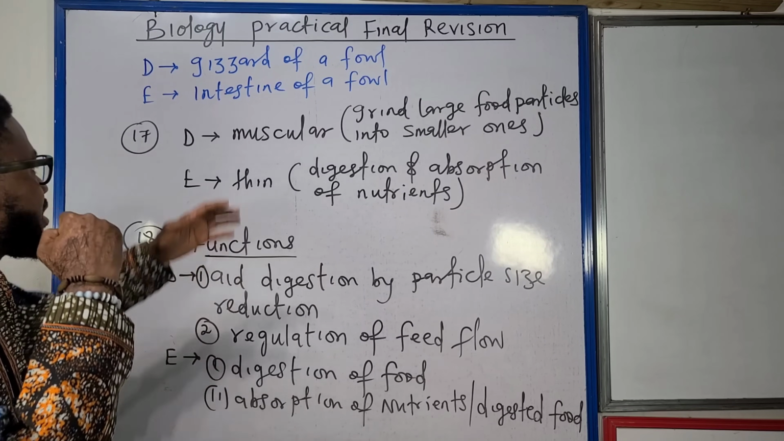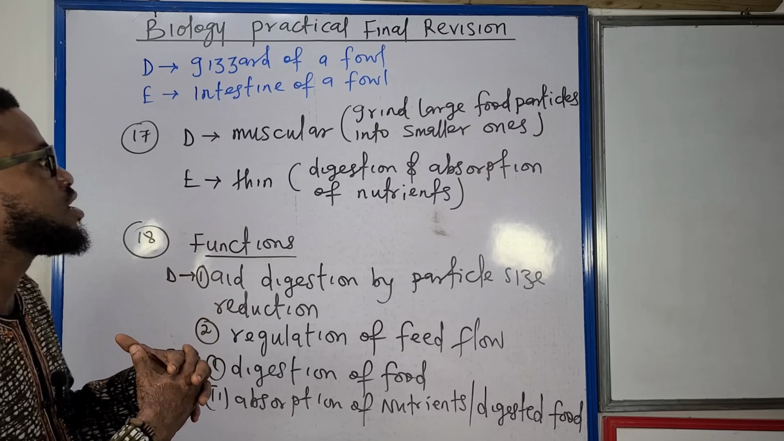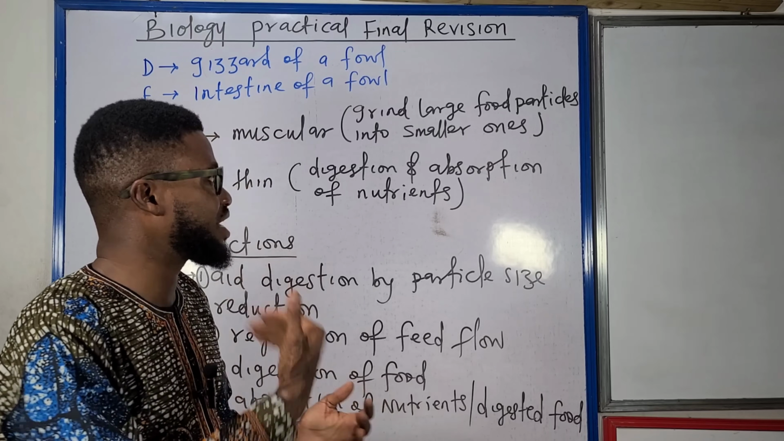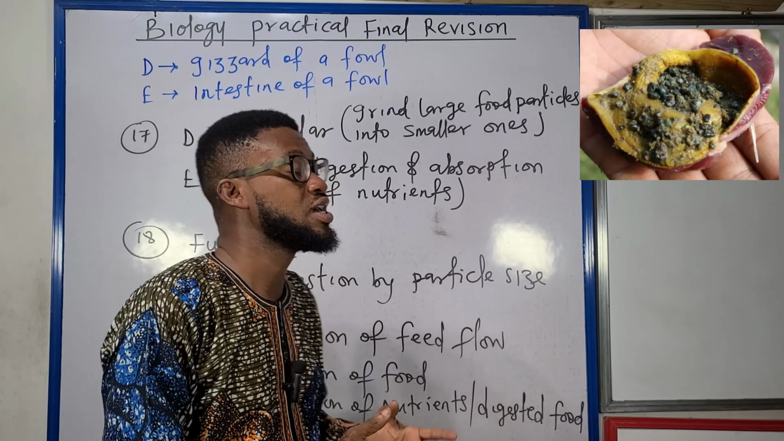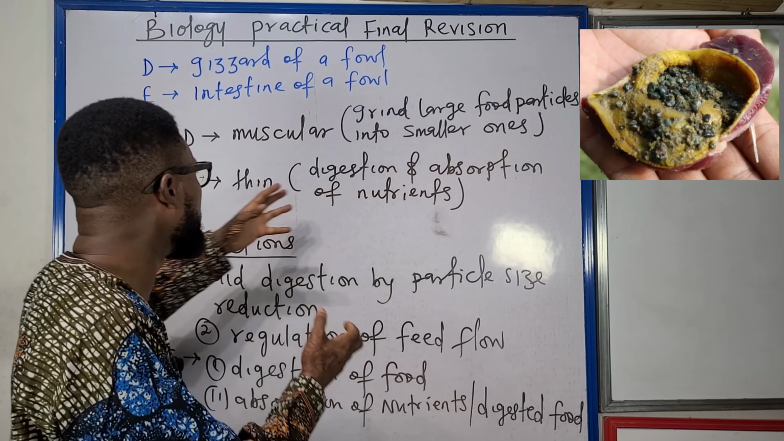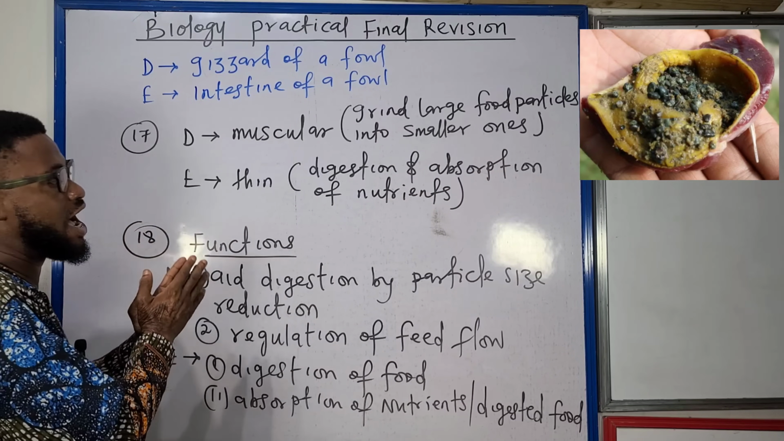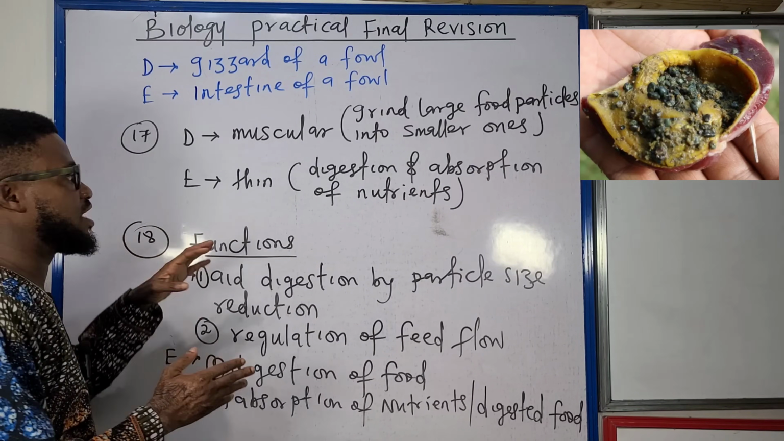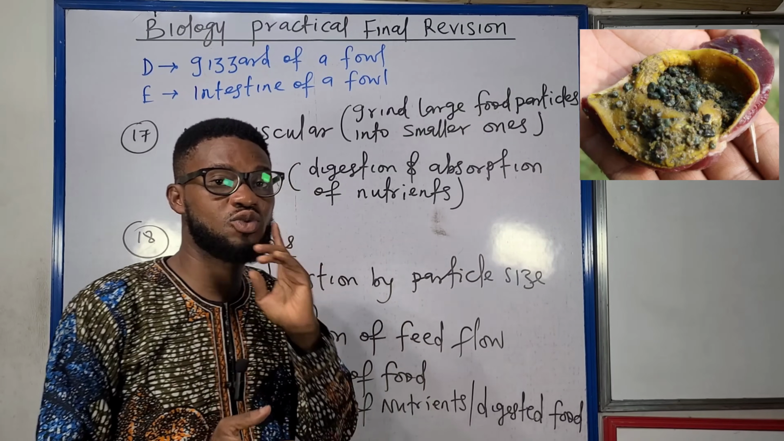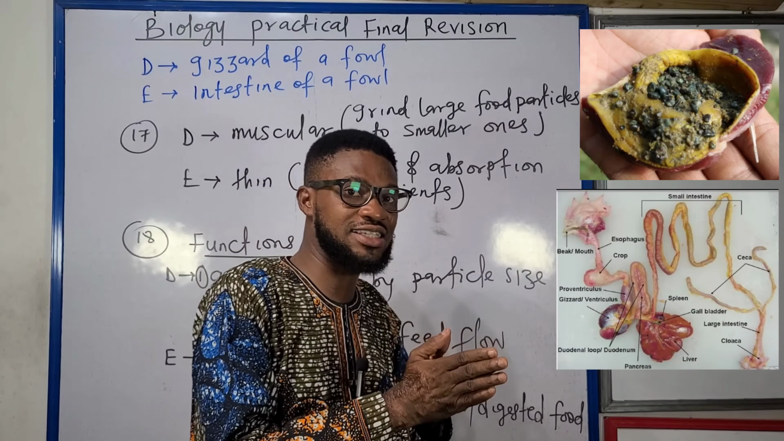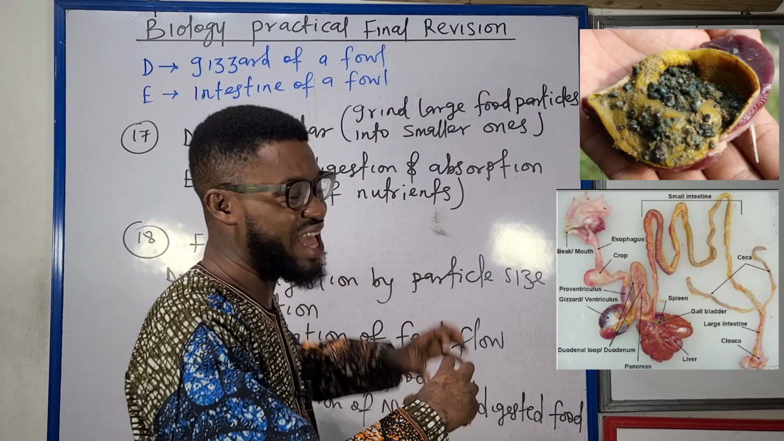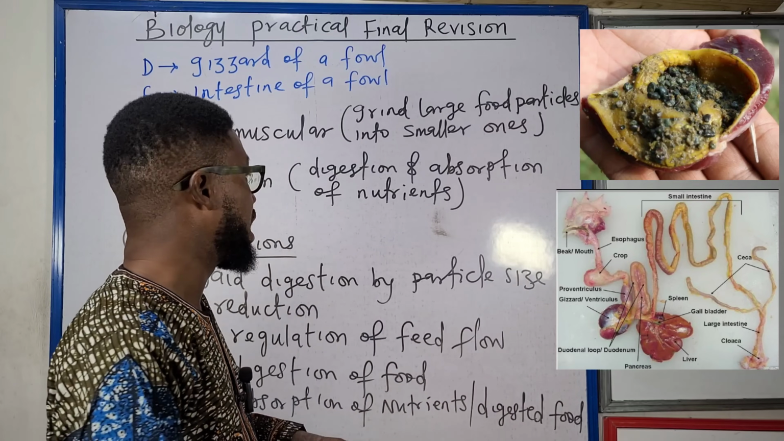Why the gizzard is muscular is that what it does is to grind large food particles, breaking them down into smaller ones. From the gizzard, the smaller food particles then move into the intestine. And talking about the intestine, it is thin. And why is the intestine thin? So that when digestion is complete in the intestine, it is very easy for the digested food or the nutrients to be absorbed into the blood.